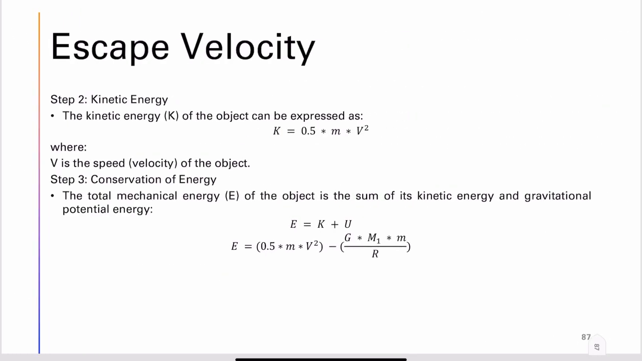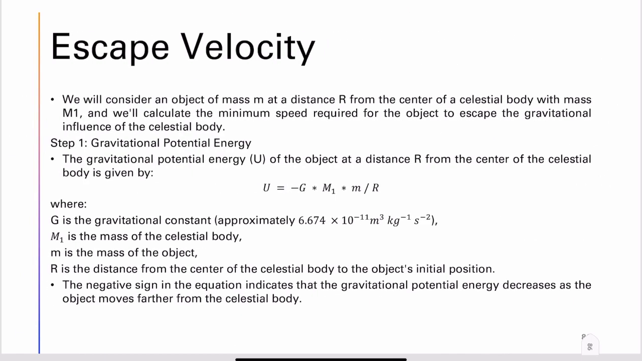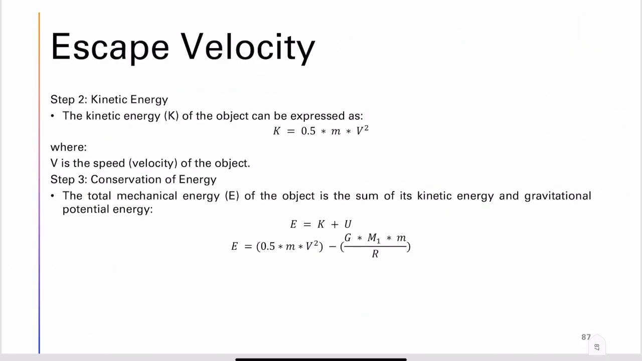The next is escape velocity. Initially what we have seen is the potential energy, which is due to the gravitation. Next is the kinetic energy, which is half mv square. The total mechanical energy is the sum: E is equal to potential energy plus kinetic energy. That is half mv square minus G m1 m divided by r, where the sign of the potential energy is minus because it decreases as the object moves far away.